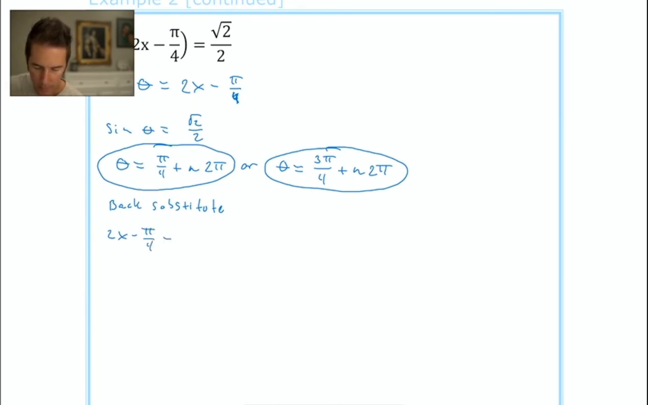pi over 4 is equal to pi over 4 plus n times 2 pi. This is straight arithmetic from here on out. I was going to say pretty much. It's not pretty much. It's just arithmetic. Let's also replace that other theta with 2x minus pi over 4. That's equal to, oops, sorry, 3 pi over 4 plus integer multiples of 2 pi.